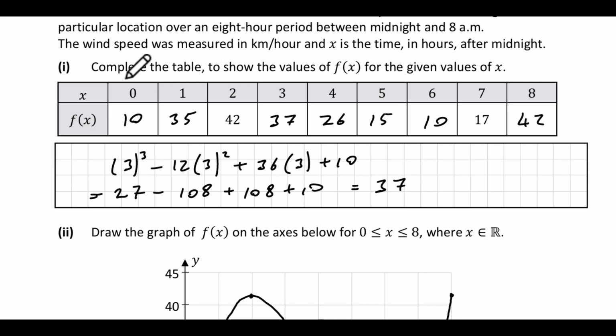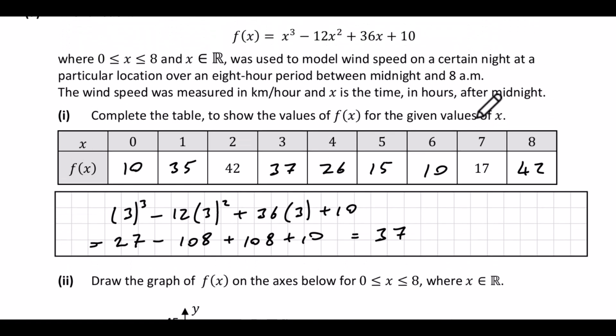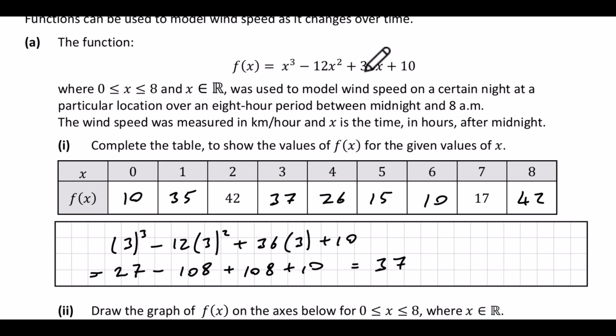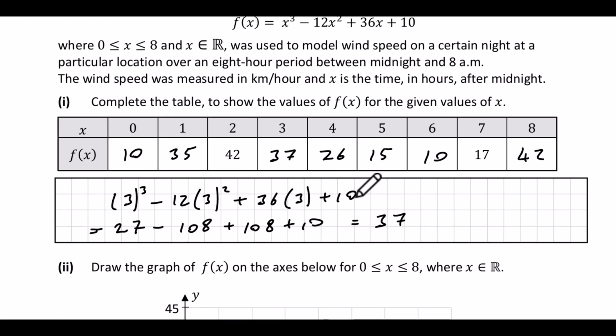Now I've completed that table here. It's really just a case of putting each x value in here, here and here. These are the x values along here, 0, 1, 2, 3, 4, 5 up to 8. So I've done one example here. I've taken x is equal to 3. So I put 3 in here, here and here. And it's just calculator work after that. 3 cubed is 27. 3 squared is 9. Multiply by 12. Make sure you square this first. And then 3 times 36 is 108, plus 10 gives you 37. So that's where this 37 comes from here. You do the same with all of these.